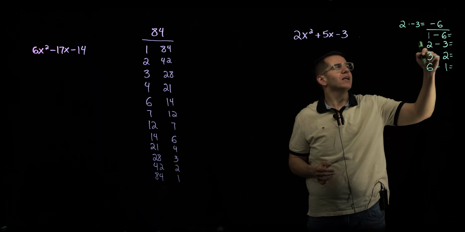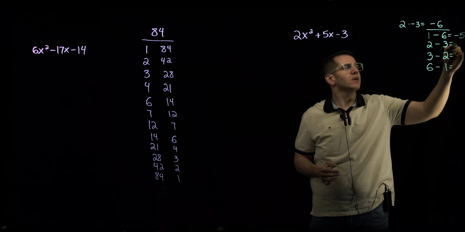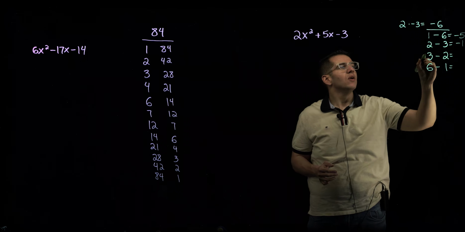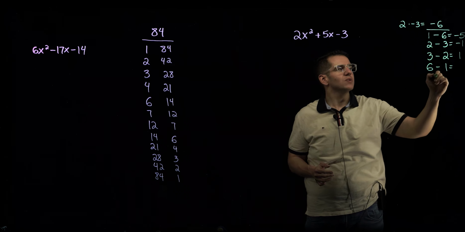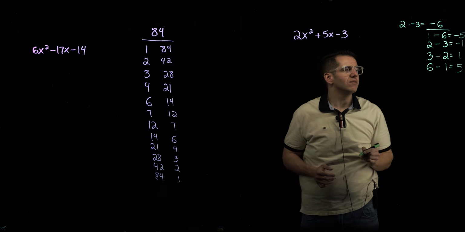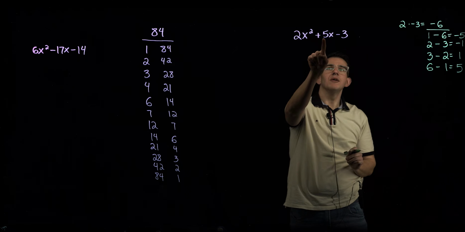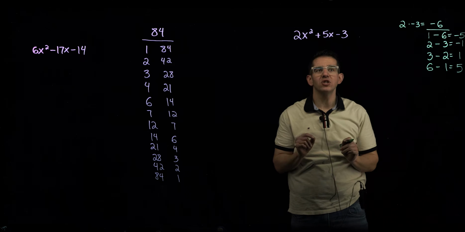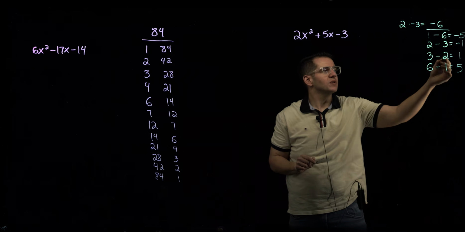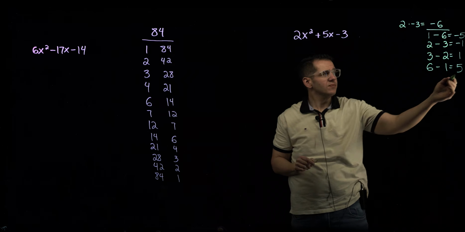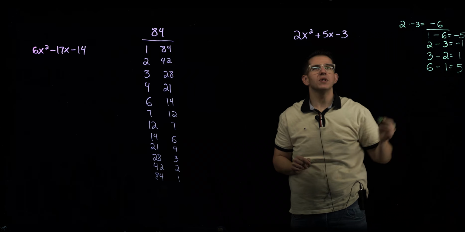We get 1 minus 6 is -5, 2 minus 3 is -1, 3 minus 2 is +1, and 6 minus 1 is 5. The goal with this is to get the middle number, the coefficient attached to the x. Which of these pairs gives us that number? It's this last pair here. 6 minus 1 results in a 5.